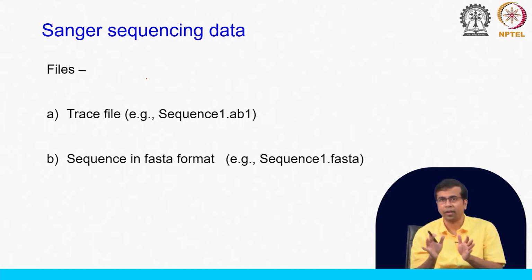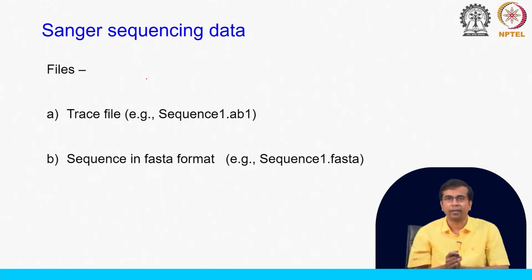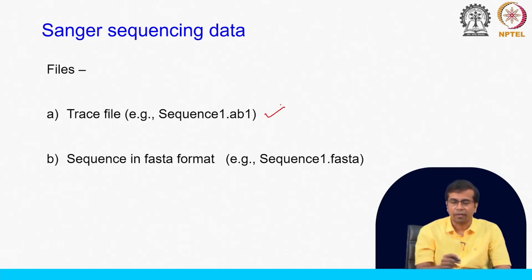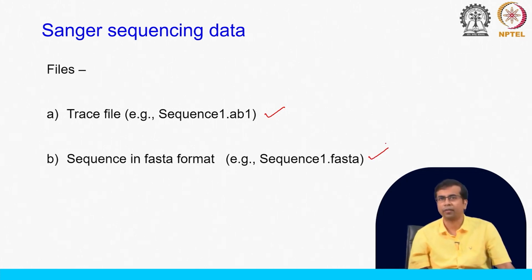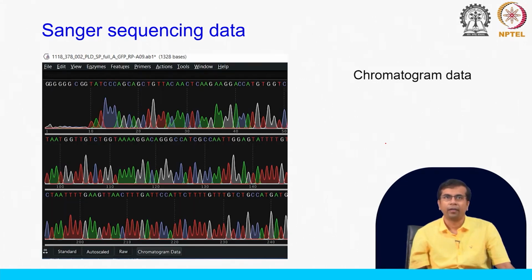It is important to actually see how Sanger sequencing data looks, and then we will compare it with the NGS data sets. So, this is what you get in Sanger sequencing data, the trace file. In addition, you will get the sequence in FASTA format. We just talked about FASTA format. So, you will get this sequence 1.FASTA or sequence 1.FSA, something like that. Now, if you open this AB1 file, you will see something like this.